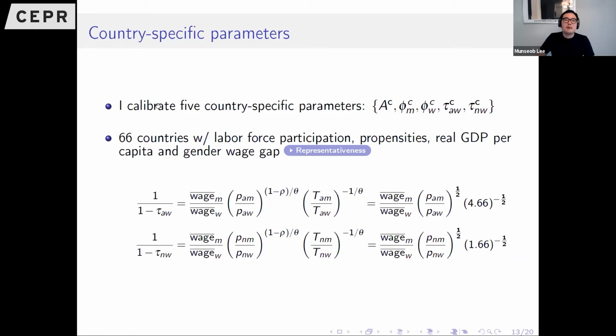So then I calibrate the 5 other, country-specific parameters: productivity, the preference on the leisure, and the frictions. I use 66 countries. The requirement is that I need to have information on the labor force participation, the propensity coming from the occupational choice, real GDP per capita, and the economy-wide gender wage gap. So I can use 66 countries out of almost 200 countries in the world.